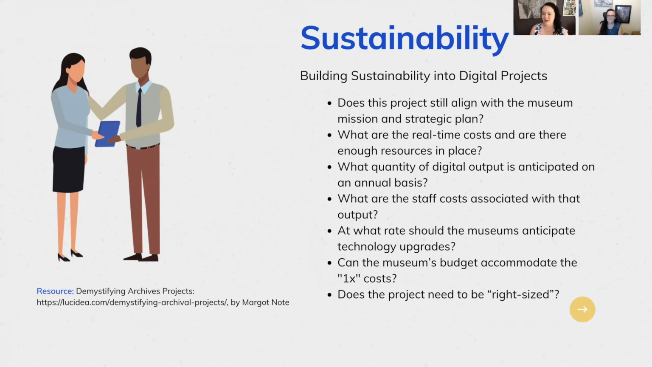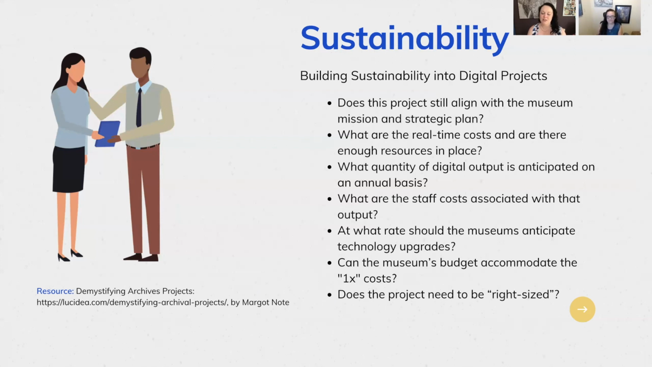Does this project still align with the museum or archive's mission and strategic plan? What are the real-time costs, and are there enough resources in place? What quantity of digital output is anticipated on an annual basis? What are the staff costs associated with that output? And at what rate should the museum or archives anticipate technology upgrades? Or perhaps downgrades, depending on if they need to get a VHS player. And then can the museum's budget accommodate the one-time costs that we talked about, especially for something like storage?